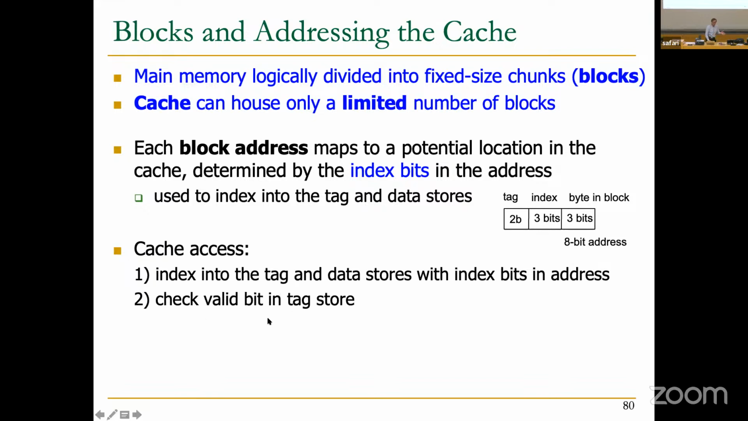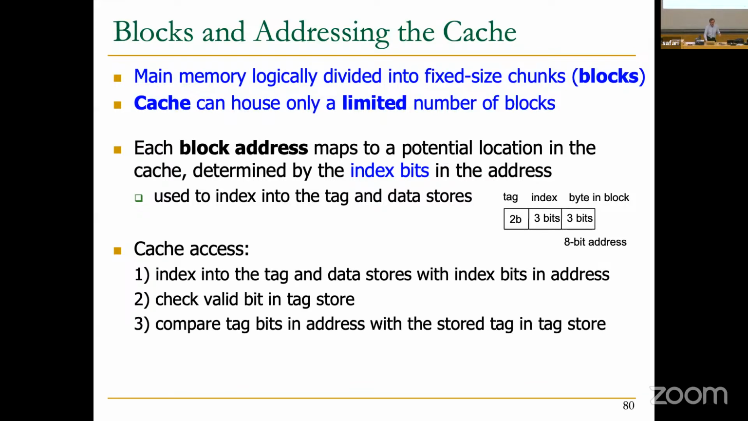And then there's a valid bit in the tag store that has to be there to say that this tag store entry is valid because somebody actually placed something here, okay? It has to be valid for you to get a hit. But that's not enough for you to get a hit. Then you need to compare the tag bits in the address that you're accessing with the stored tag in the tag store. So a tag store indicates a tag saying that in this index, I'm storing this address with this tag.